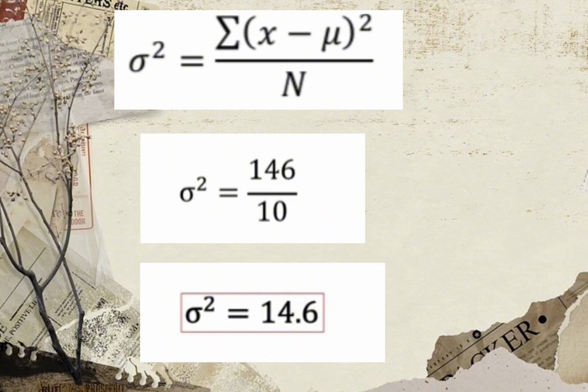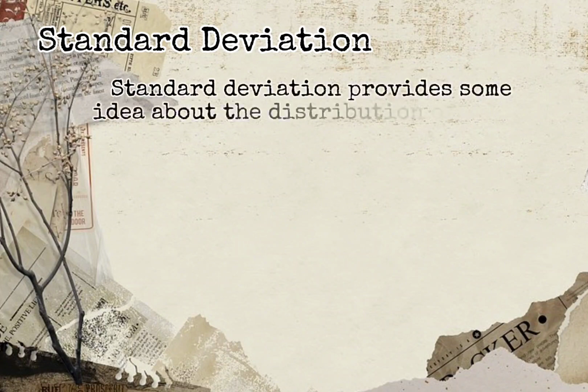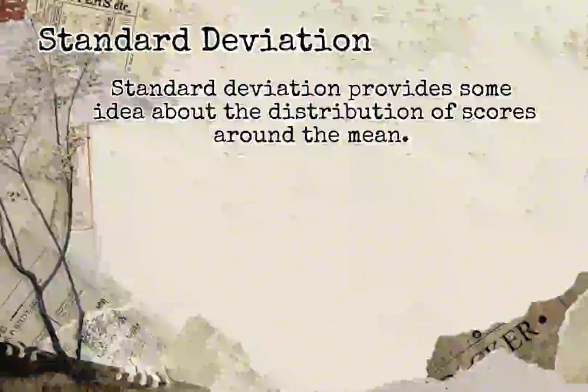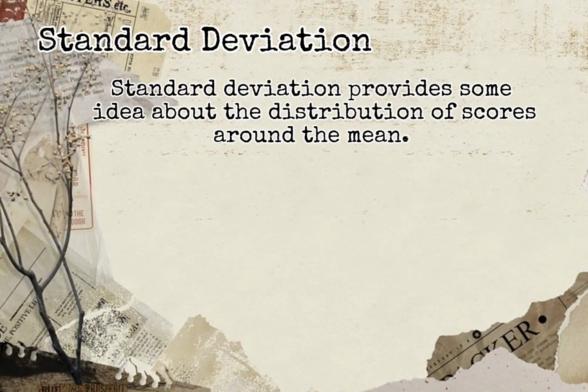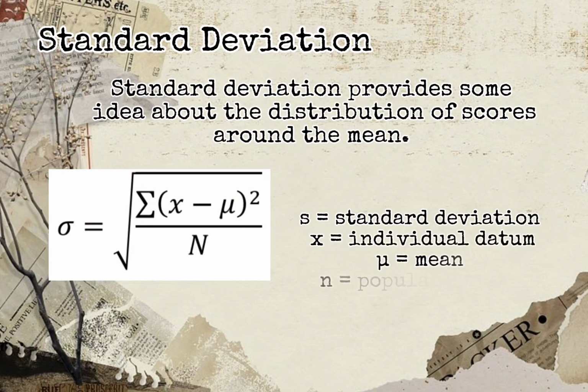and this will be our variance. The last one is the standard deviation. Standard deviation provides some idea about the distribution of scores around the mean. This is the symbol or the formula used. S is equal to the square root of the summation of x minus x bar squared over n, where S is the standard deviation, x is the individual datum, x bar is the mean, and n is the population size.